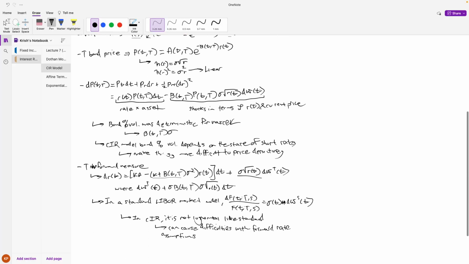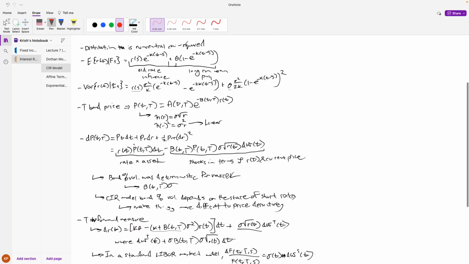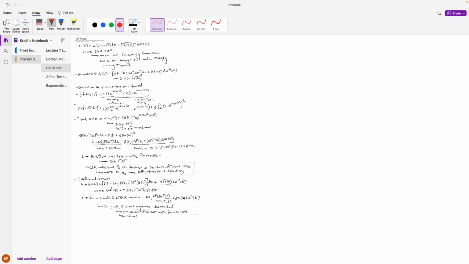The T forward measure, the CIR, since it is non-central chi distribution, it is not what we have with the Vasicek model or any other standard market model where this is log normal. And because of that, it can also cause difficulties with forward rate measures. Okay. Where's the last one? Yeah. Okay. So that's the CIR model.